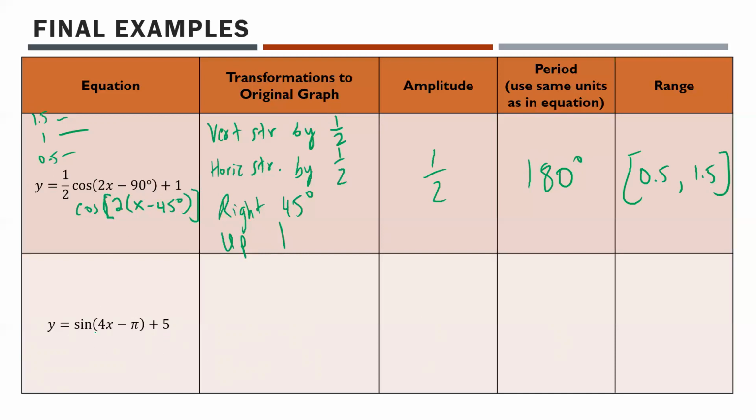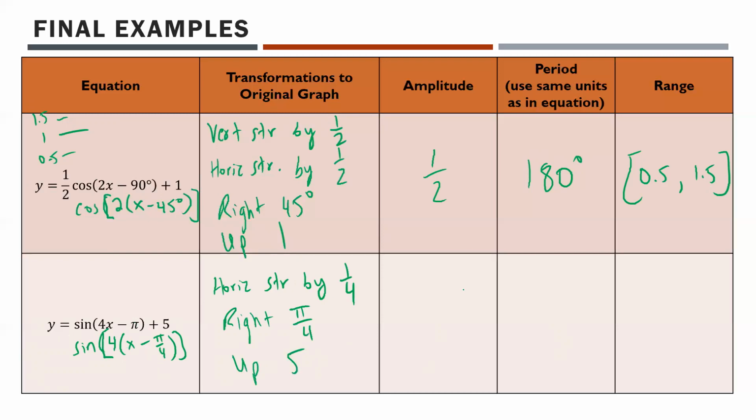Last one here, again, similar problem from before. We don't have our nested brackets. 4x minus, divide that by 4, so minus pi over 4. Make those square brackets on the outside. I don't know why I keep forgetting that. We don't have a vertical stretch here, so we'll ignore that. We do have a horizontal stretch, though. So a horizontal stretch by 1/4. We're moving right pi over 4, and we're moving up 5. Amplitude here is just going to be 1 because we didn't have an A value otherwise.